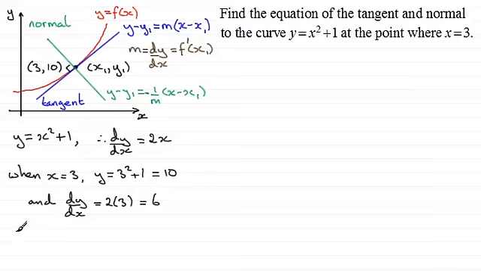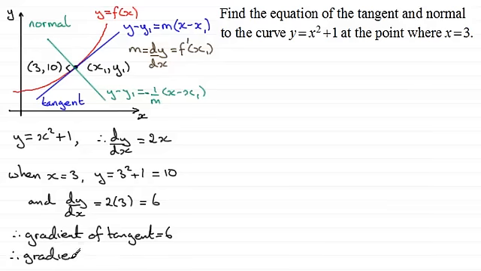So therefore we've got the gradient of the tangent. Let's just put it down here as a reminder. Gradient of tangent will be equal to 6. And it means that the gradient of the normal, if we apply the perpendicular gradient rule, that is the product of the gradients should come to -1. All we had to do was just do the negative reciprocal of this.